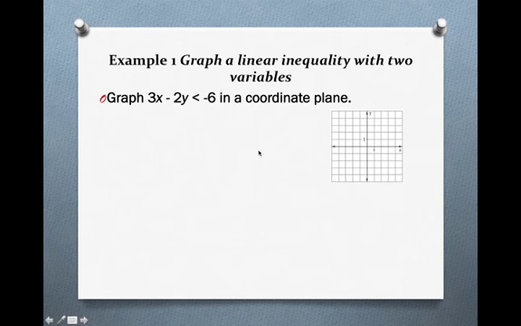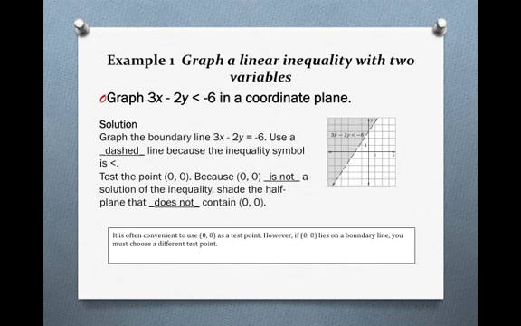Okay, so we're going to graph 3x minus 2y less than negative 6 in a coordinate plane. So the first thing you want to do is graph the boundary line. Now, the boundary line is going to be the line 3x minus 2y equals negative 6. If you put that in slope-intercept form, you would subtract the 3x over and then divide by negative 2, and you get y equals negative 3 halves x plus 3. So if you look right here, our y-intercept is at 3, and you have a slope of negative 3 over 2. Okay, so that makes sense.